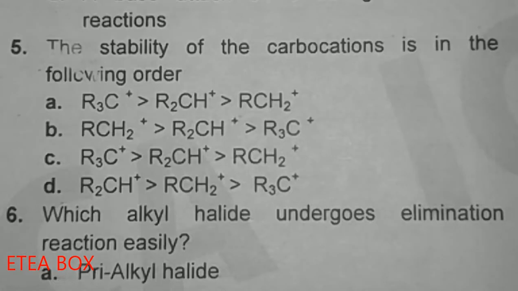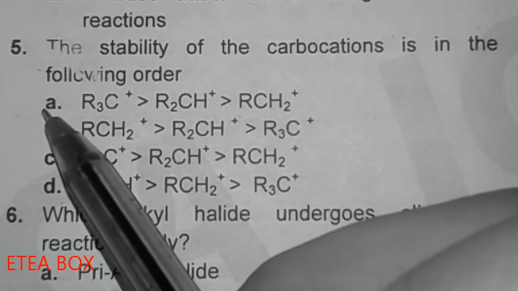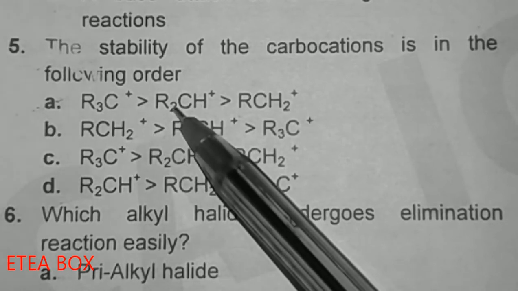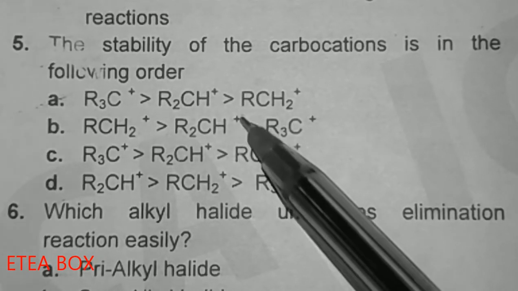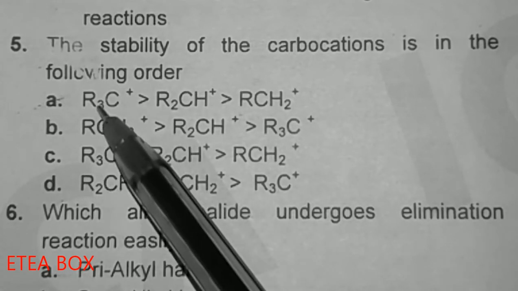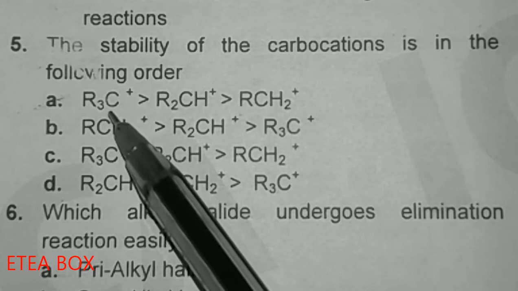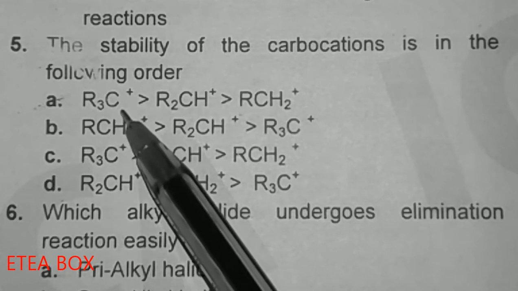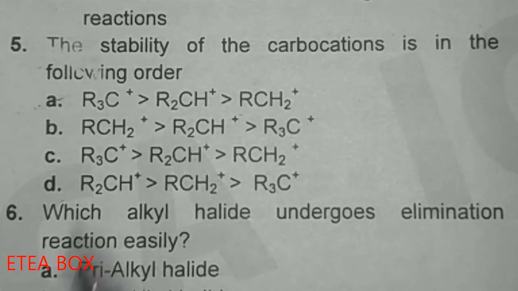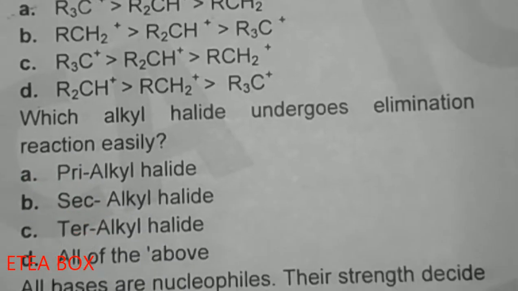so it favors the elimination reaction. The stability of carbocation is in the following order. The greater the number of alkyl groups, the greater the stability. Now look here, option A is the correct one. There are 3 alkyl groups, there are 2, and here is 1 alkyl group. The greater the alkyl groups, the greater the stability, because an alkyl group is an electron donating group, so it stabilizes the positive charge of the carbon. So option A is the correct order for the stability of carbocation.